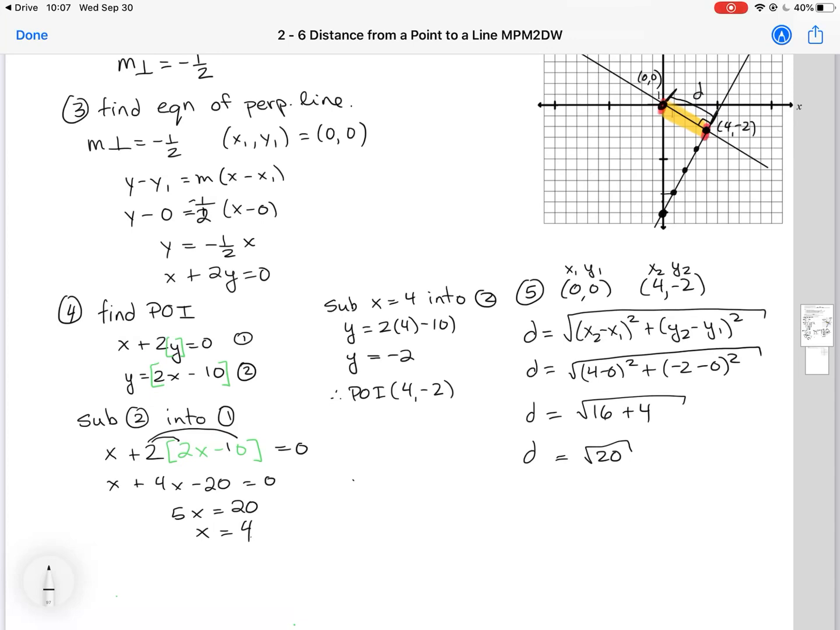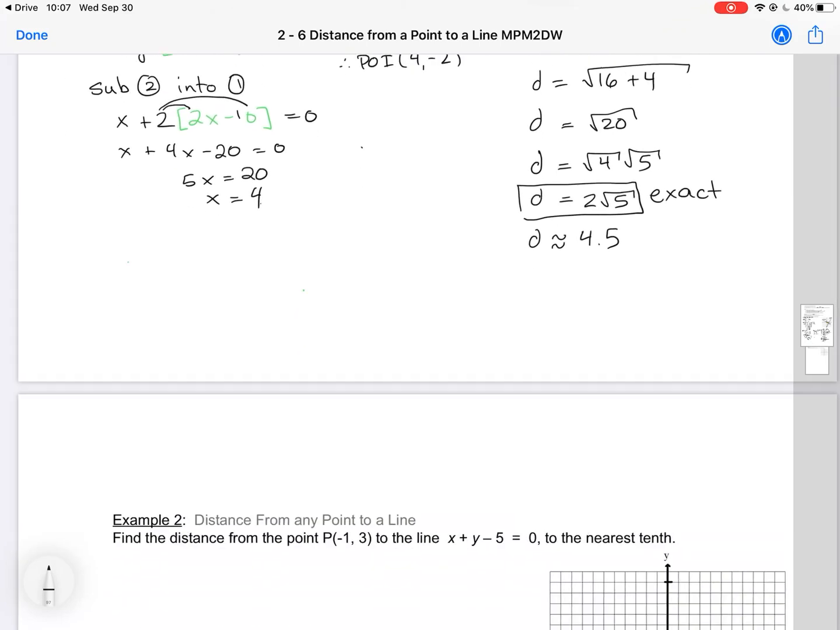If you remember our work from radicals, we can actually break this up into root 4, root 5, which would give us 2 root 5, which would be your true exact simplified answer here. We're also asked to give it as a decimal, so then you would evaluate it in your calculator and you would get 4.5 approximately as a decimal. And that would be the distance, the shortest distance from the origin to the given line in the question.